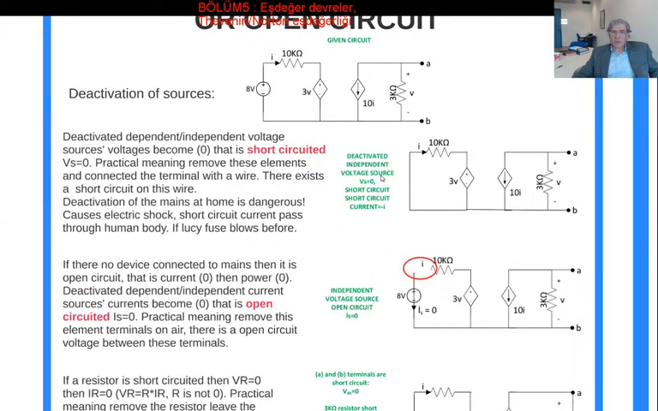So in here, deactivating an independent voltage source, as a conclusion, we can say that when we deactivate an independent voltage source, we are making the voltage of this element zero, meaning we connect a wire here, short circuit, and the current is I, whatever it is going to be.